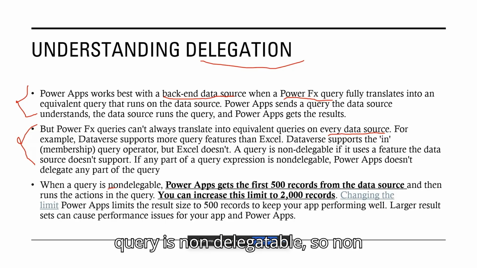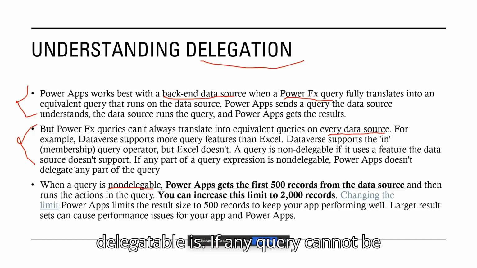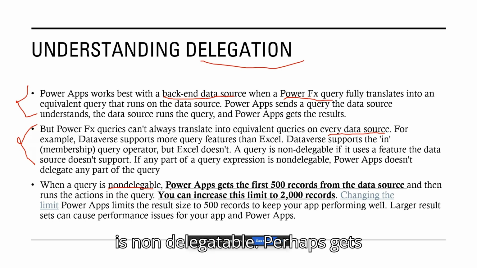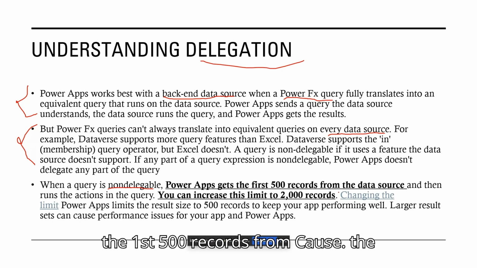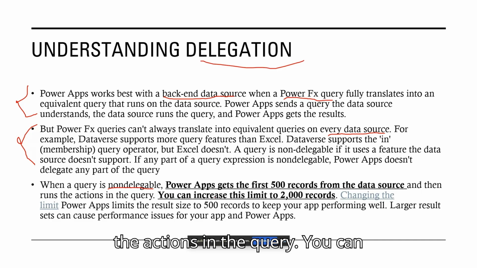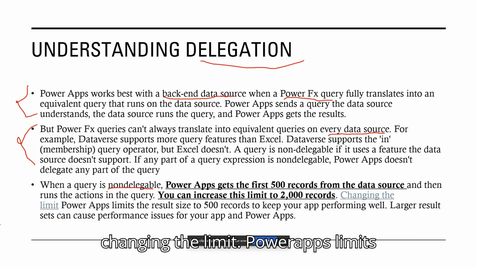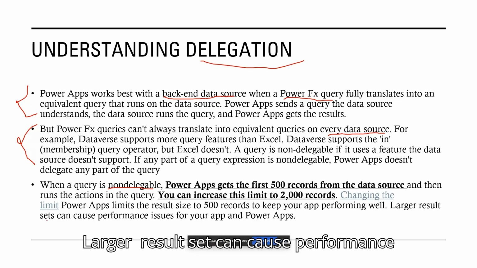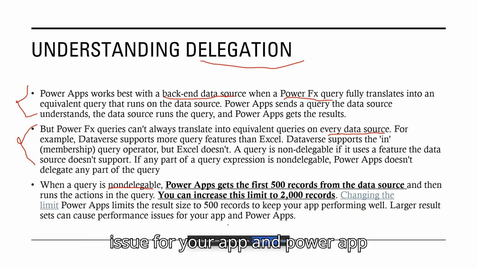When a query is non-delegatable, meaning any part of the query cannot be delegated to the backend data source, Power Apps gets the first 500 records from the data source in the query. You can increase this limit to 2000 records. Power Apps limits the result size to keep your app performance well. Larger result sets can cause performance issues for your app and Power Apps.